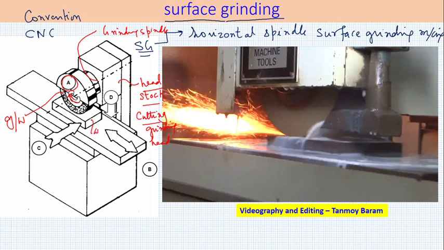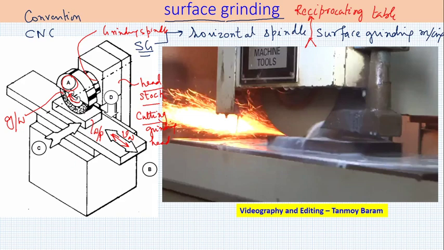This is my workpiece, which is mounted on the table and reciprocates in this particular direction. The speed of reciprocation of the work is called work speed, and that is denoted by VW. So it is not only called a horizontal spindle surface grinding machine. Someone can add another qualifier here: it is a reciprocating table machine.